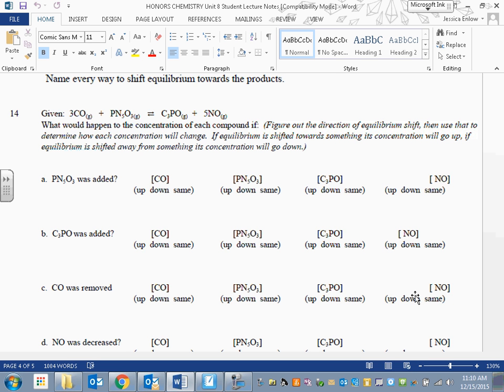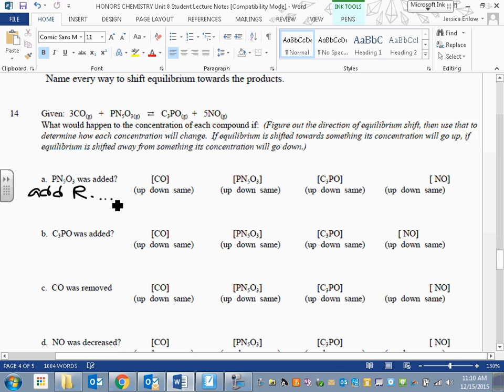So if PN5O3 was added, what am I technically adding, a reactant or a product? Right, I'm adding a reactant. Does that cause a shift left or a shift right? Give me a vote. Shift left, shift right. Okay, thank you. Shift right, because this is going up, so I need to consume it to get rid of it again.